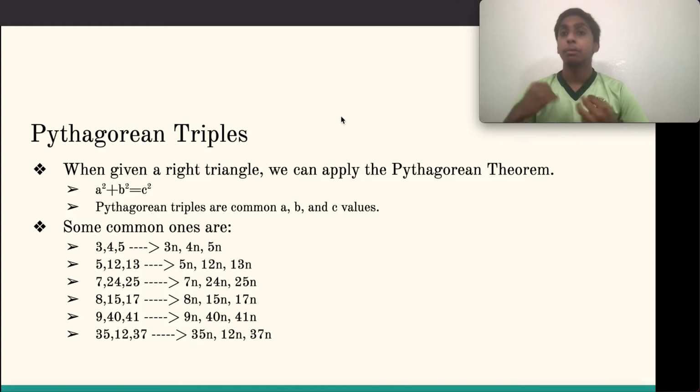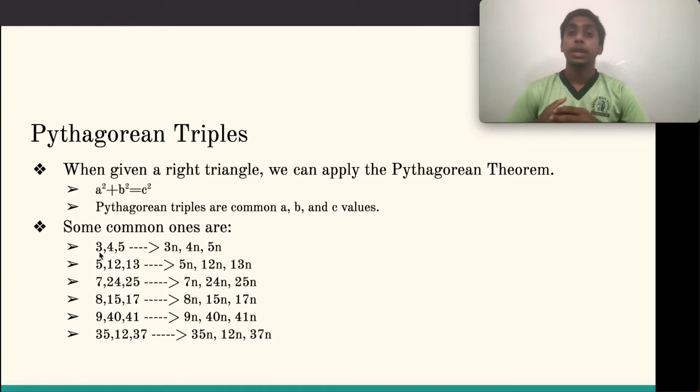Now, there are certain common leg and hypotenuse values that when you see them, you should automatically recognize that it's a triple and find the rest of the values. These are 3, 4, 5; 5, 12, 13; 7, 24, 25; 8, 15, 17; 9, 40, 41; and 35, 12, 37. These are just very common values. So when you see that one leg is 3 and the other leg is 4, you should automatically know that the hypotenuse is 5. They're very common values you'll see a lot.